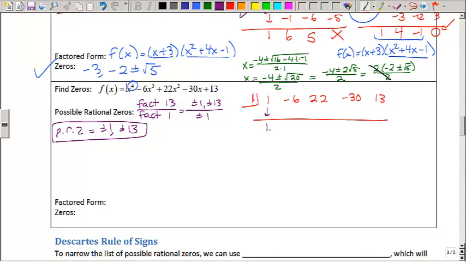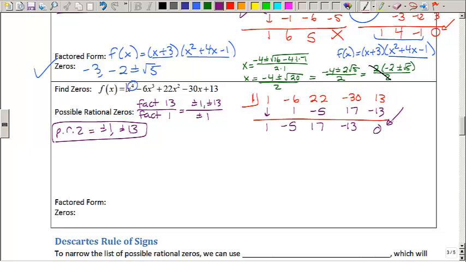Let's synthetically divide here. 1 times 1 is 1. Add down, negative 5. Negative 5 times 1 is negative 5. Add down. 17 times 1 is positive 17, add down is negative 13, and negative 13 times 1 is negative 13, and yes, I get a 0.